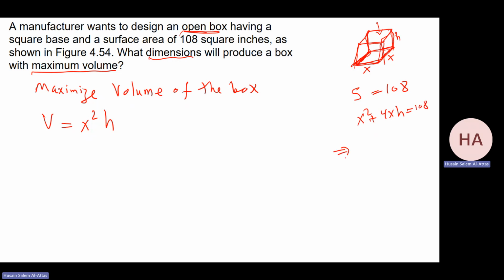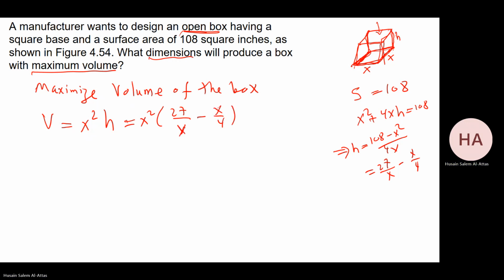Very clear from here, h will be what? 108 minus x squared over 4x. In other words, it's 27 over x minus x over 4. So I plug it here. So I have x squared times 27 over x minus x over 4, and that is what? 27x minus x cubed over 4. That is what I want to maximize.